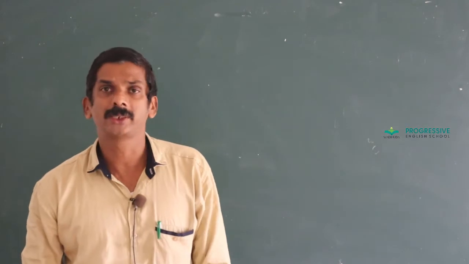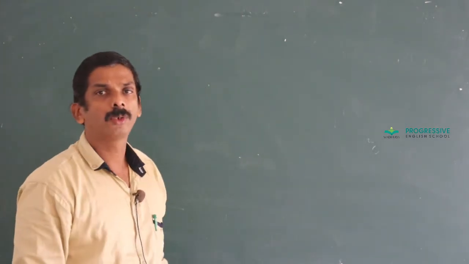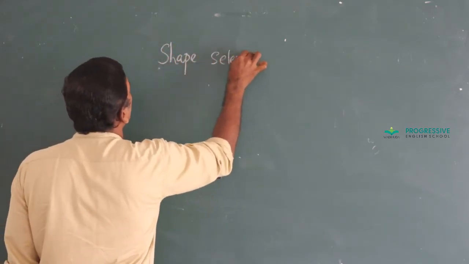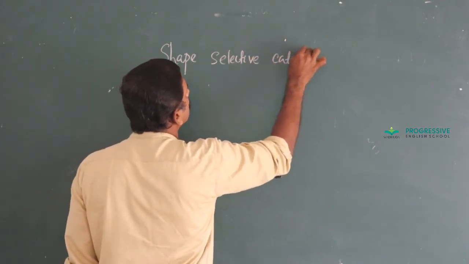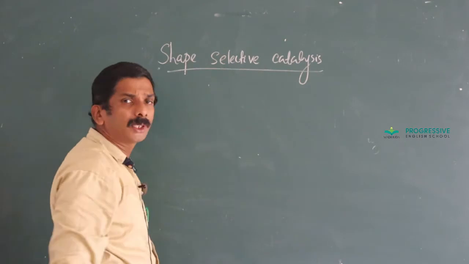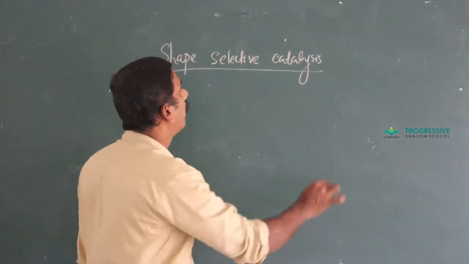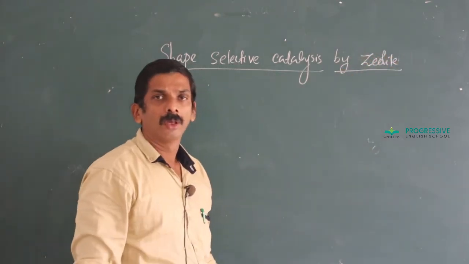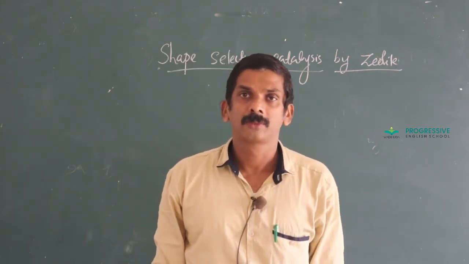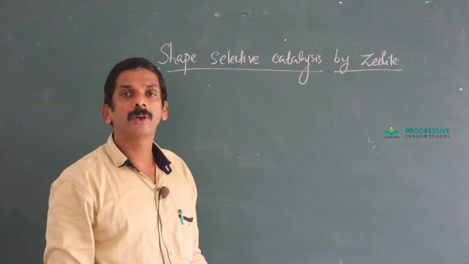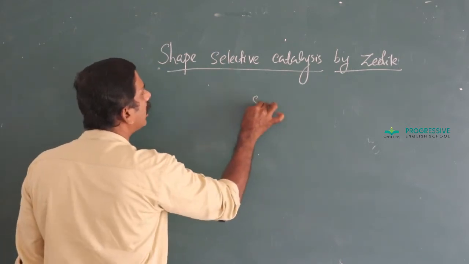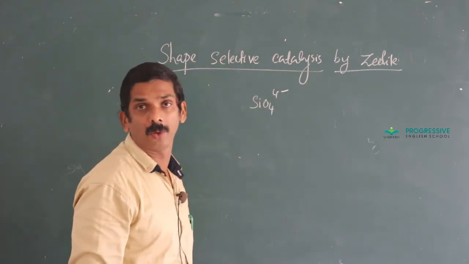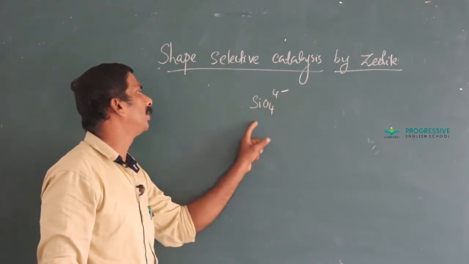And in the next session, we discuss about shape selective catalysis. Shape selective catalysis are mainly done by zeolite. You know what are zeolites? Last year in p block elements you have studied about silicate. Silicate has the basic structural unit of SiO4 4- tetrahedral unit. All silicates contain this basic unit.